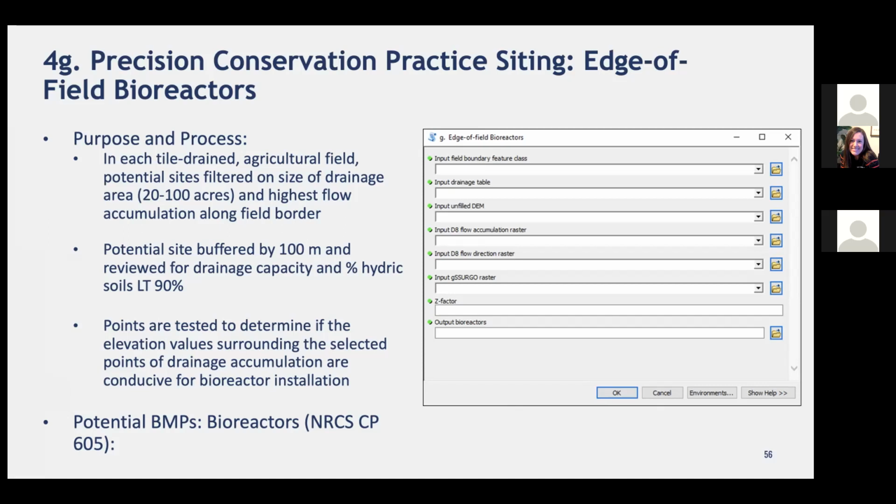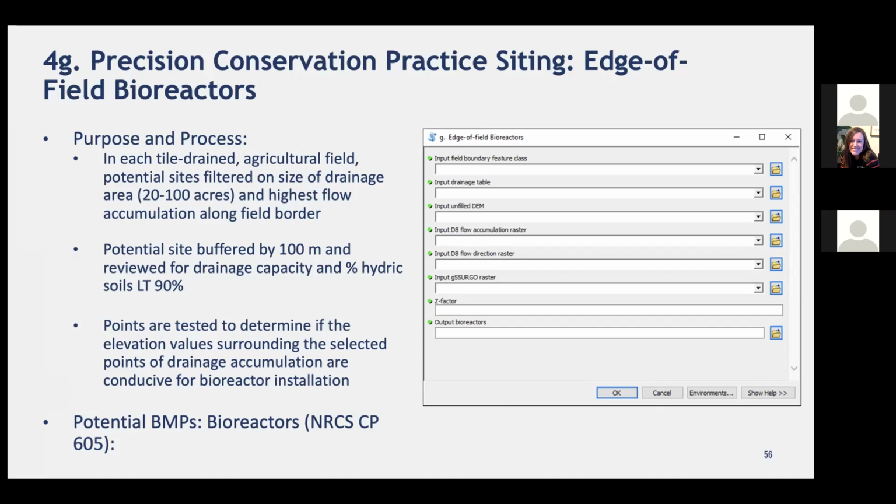And when we think about bioreactors, for folks who might not be familiar with those practices, bioreactors are essentially large trenches or ditches that are installed in our agricultural landscapes. They're filled with wood chips, and then tile drainage water is passed through that bioreactor. During that water's residence time in the bioreactor, denitrification can occur with the wood chips serving as the carbon source, and with water flowing through those anaerobic conditions.